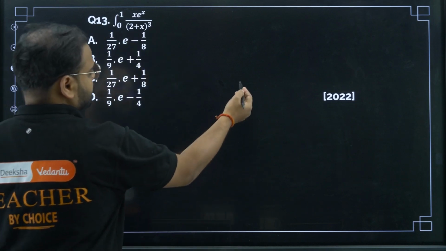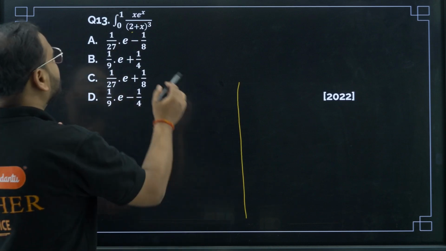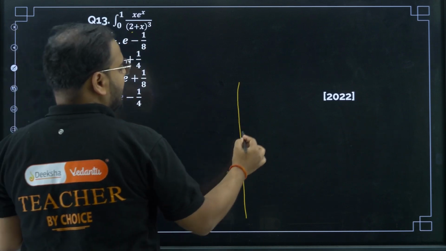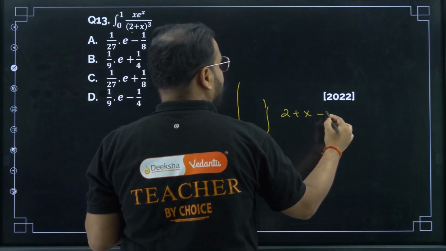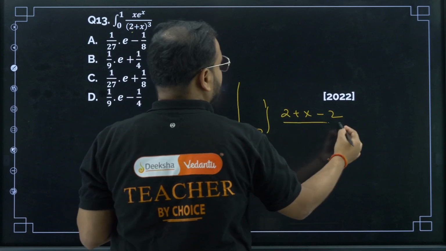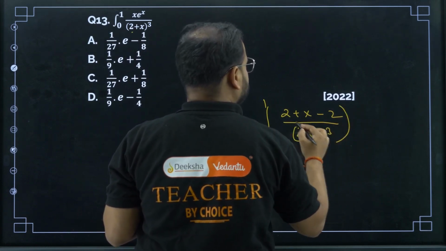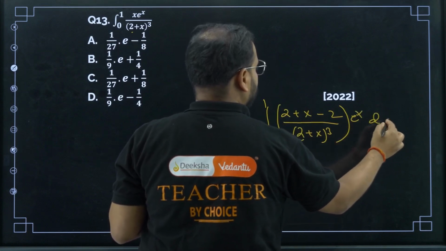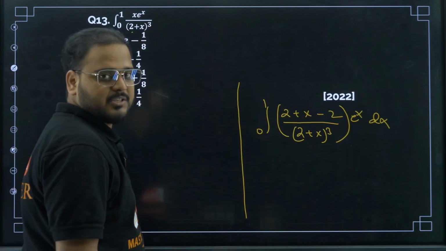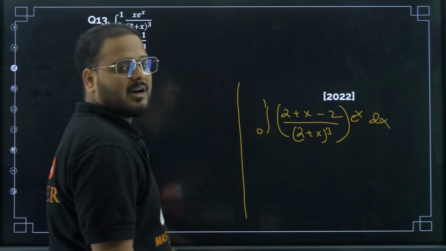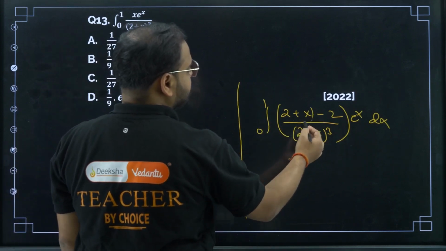If I solve it here, I have 2 plus x in the denominator, right? So I can add 2 and subtract 2 in the numerator. Write it as 2 plus x minus 2, whole thing upon 2 plus x the whole cube, and e power x is outside, multiplication with dx. Same thing is written. I have taken e power x outside, I have written x as 2 plus x minus 2. If you see that, the 2 and 2 will get cancelled, and the step will remain as it is.